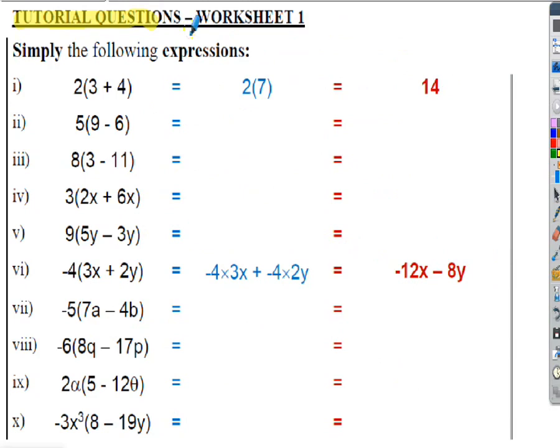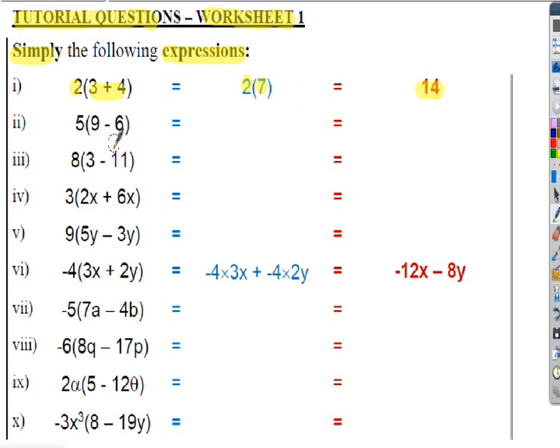Tutorial questions. This is worksheet 1. We're asked to simplify the following expressions. Question 1, we've got 2 outside the bracket, but we've got 3 add 4 inside the bracket. Now effectively we have like terms inside the bracket, so in this case we can simply add the 3 and the 4 together, value of 7, and then we multiply the 7 by the 2, and that gives us a value of 14.